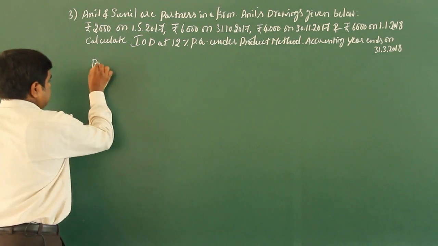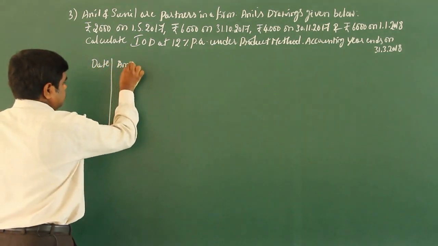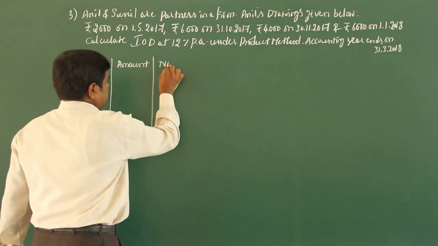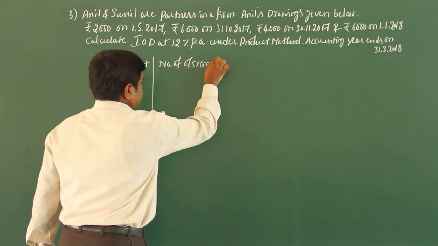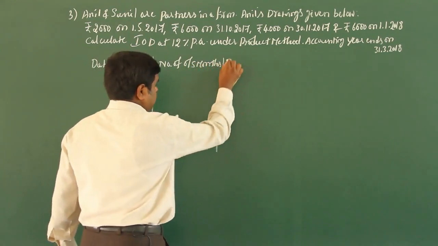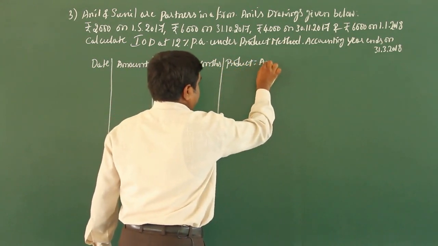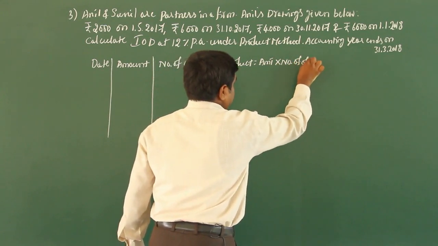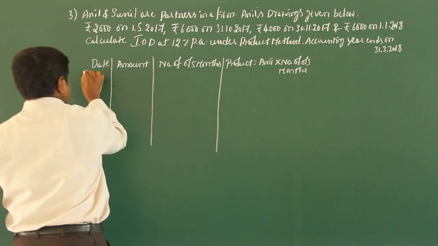So what you have to do? First, draw a date column. Next, amount. Next, number of outstanding months. And of course, product, which is equal to amount into number of outstanding months. So draw 4 columns like this.